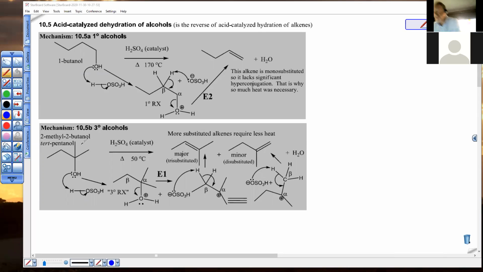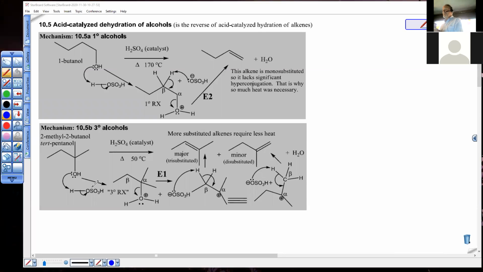So what's going on in both of these? Whether it's primary or tertiary, they will not react until you make the OH into a better leaving group. One method of making them into a better leaving group is to put a proton on them. How do you do that? Well, you need a strong acid. Sulfuric acid is the most common strong acid, the most common catalyst. We make more sulfuric acid than any other chemical on this planet.